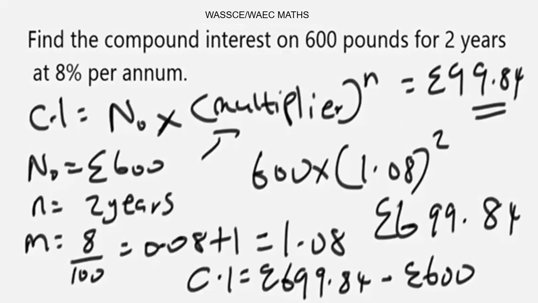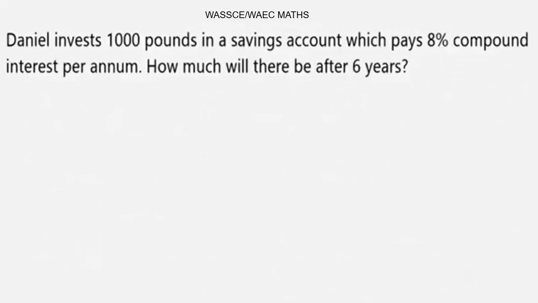Okay guys, now let's look at this question. Remember, in compound interest, to get it, you subtract the initial principal from the amount you get at the final yield. So take note of that. Now in this question, it says Daniel invests £1,000 in a savings account which pays 8% compound interest per annum. How much will there be after 6 years? In this question, we're no longer looking for compound interest. We're looking for how much Daniel will have after 6 years.